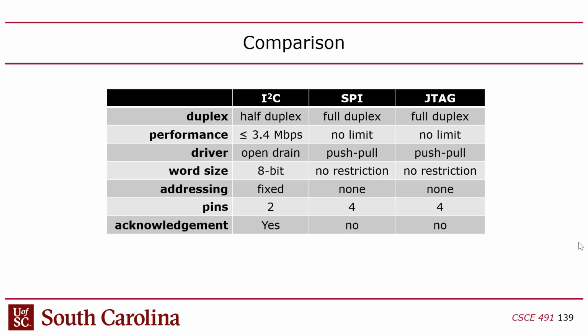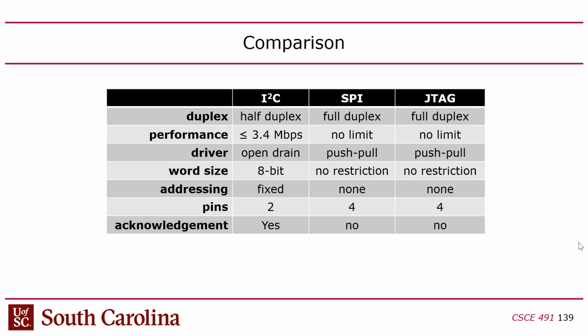And then JTAG, I didn't mention this, but it's push-pull, whereas I2C is open drain. The word size on I2C is 8 bits. However, you can have multiple words in a transaction, but each word is 8 bits. And the addressing in I2C is fixed. Apparently, there's a standard set of I2C addresses, standardized for different devices. I'll talk more about that when I introduce the lab.